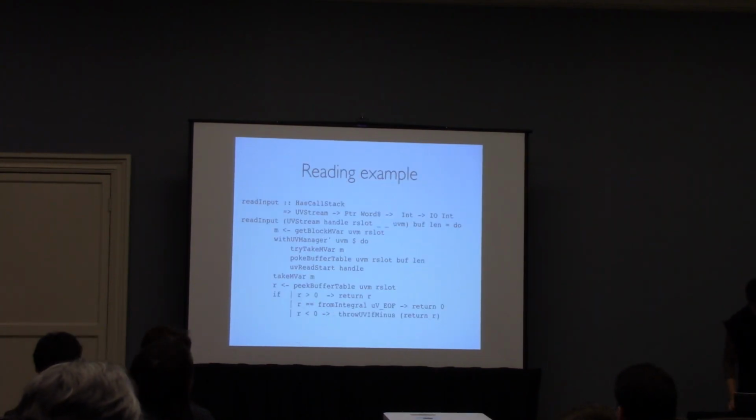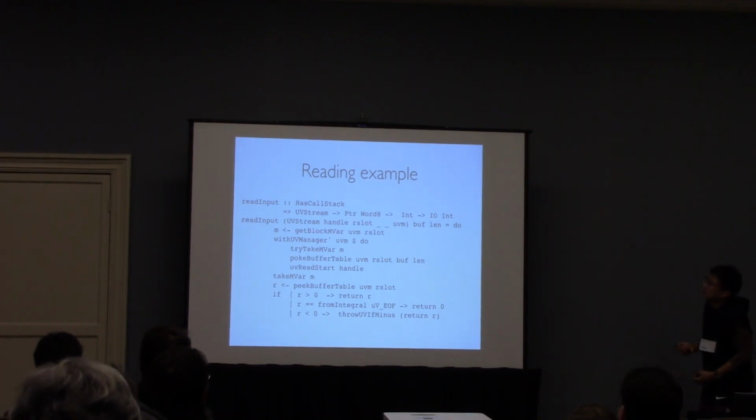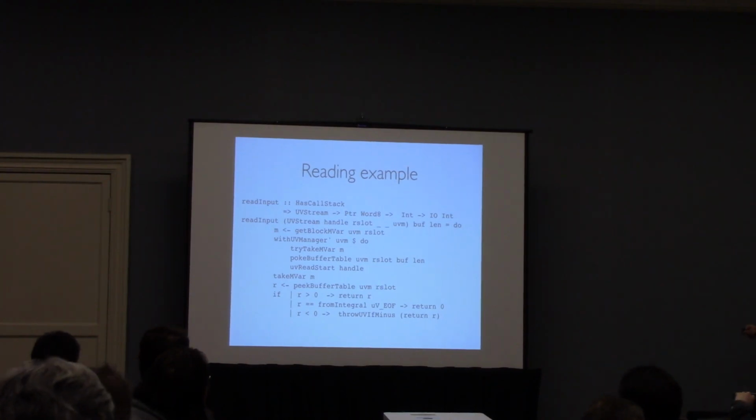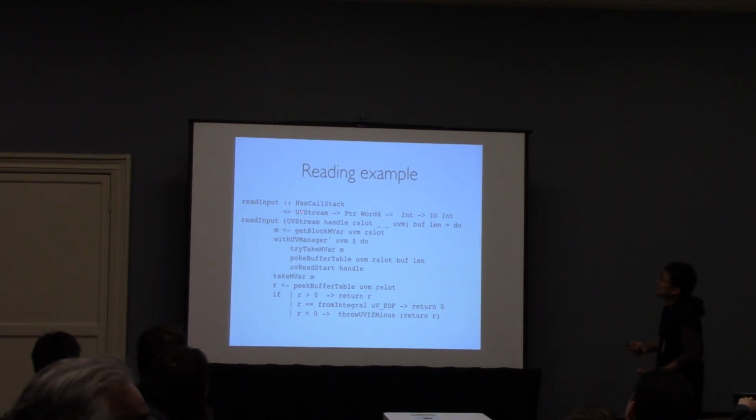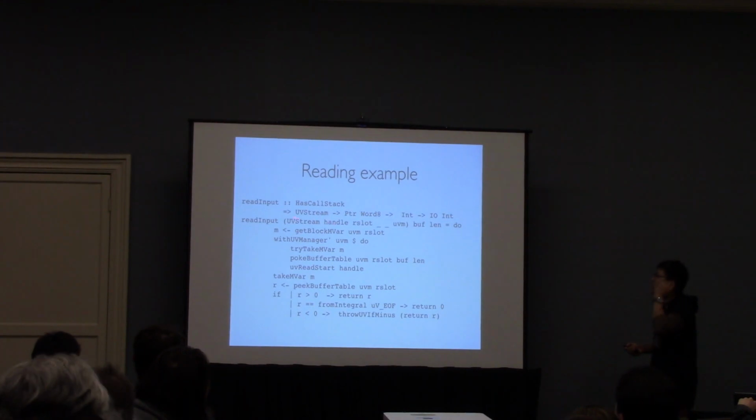Okay. This is a reading example. This is how library authors can write bindings on libuv's API. For example, we want to read from a socket. This UVStream type is just a struct that bundles the handle and the slot we allocated.